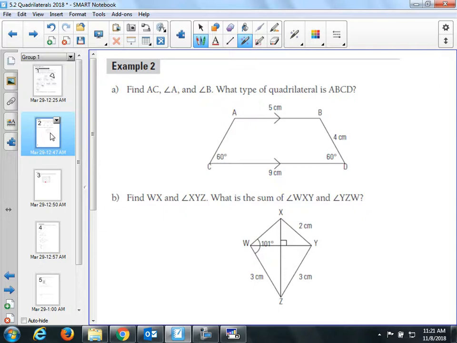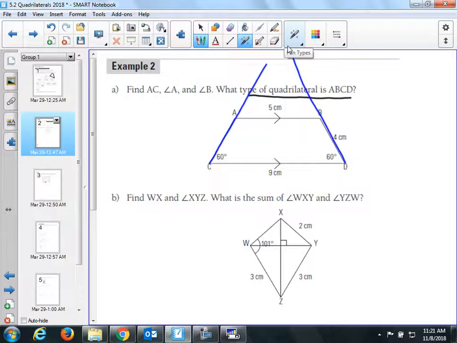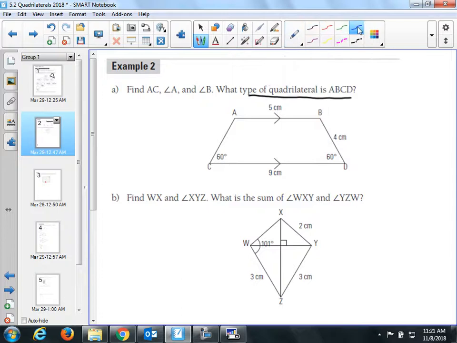Now some examples. From this, what type of quadrilateral is ABCD? I'm going to do that portion of the question first. Remember that I said, think of these as triangles with the tops cut off. This was an isosceles triangle with the top cut off. So we're going to call this an isosceles trapezoid.